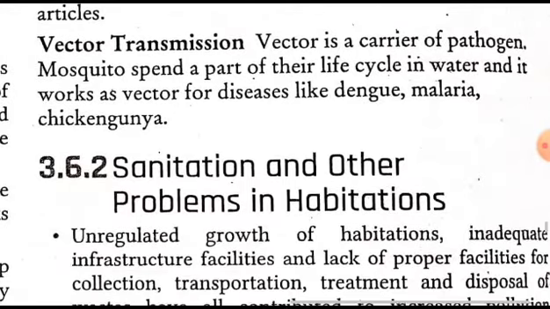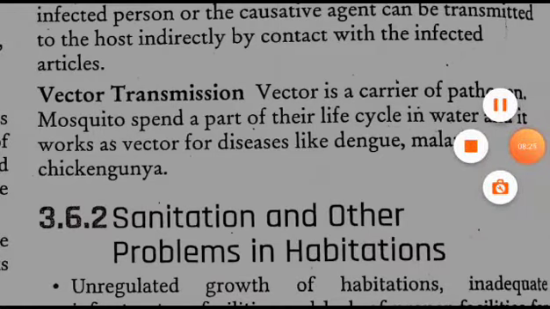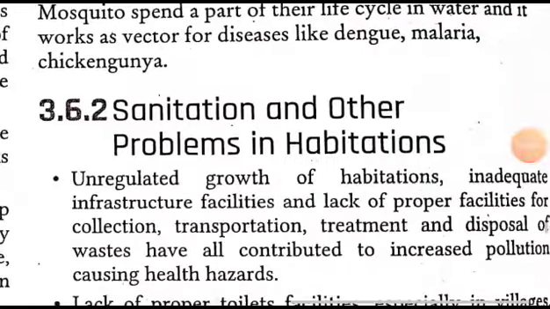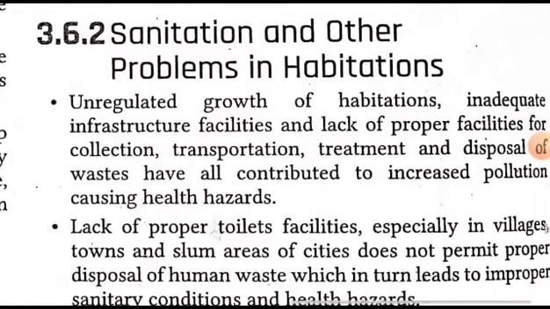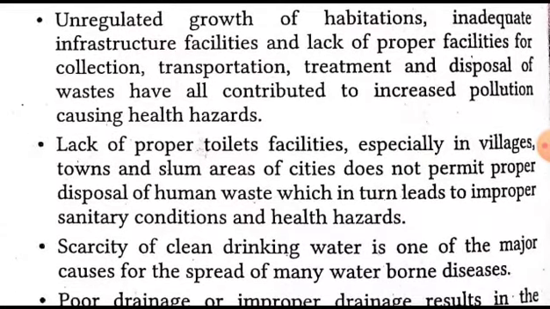The second one is vector transmission. A vector is a carrier of pathogen. Mosquitoes spend a part of their life cycle in water, and they work as vectors for diseases like dengue, malaria, chikungunya. Now, 3.6.2, Sanitation and other problems in habitations. Unregulated growth of habitations, inadequate infrastructure facilities, and lack of proper facilities for collection, transportation, treatment, and disposal of waste have all contributed to increased pollution, causing health hazards.